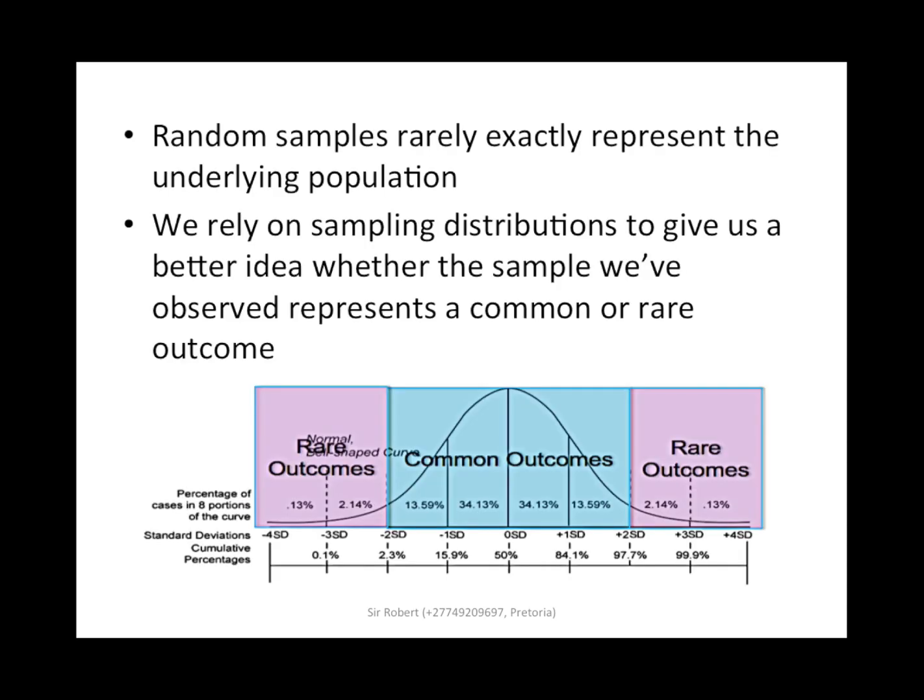Random samples rarely exactly represent the underlying population. We rely on sampling distributions to give us a better idea whether the sample we have observed represents a common or a rare outcome. Common outcomes are within plus 2 standard deviations and minus 2 standard deviations. If it's beyond 2 standard deviations from the mean, they become rare outcomes on both ends. This area represents about 95%, like we discussed earlier. And 1 standard deviation represents about 68%. That's what we discussed earlier.